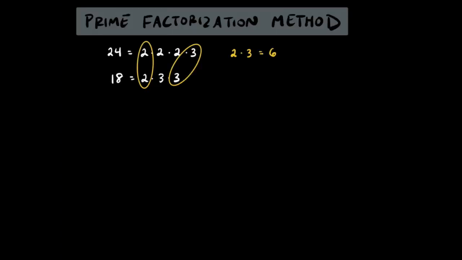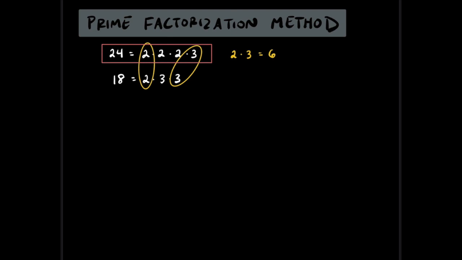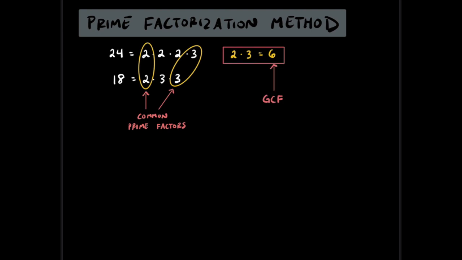Let's take a look at the prime factorization method now. On the top row, you can see the prime factorization for 24. If you need to, you can make a factor tree to create this prime factorization. On the bottom row, you can see the prime factorization for 18. Instead of listing all the factors of 24 and 18 out, we can just write their prime factorizations and see what prime numbers they have in common. In this example, you can see that 18 and 24 have the common primes of 2 and 3. It turns out if you multiply their common prime factors together, you always get the GCF.